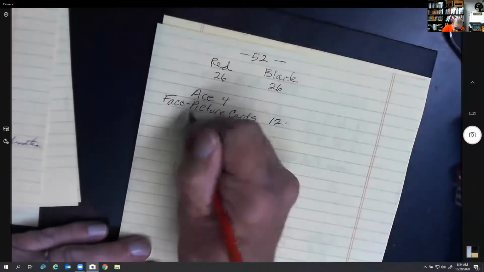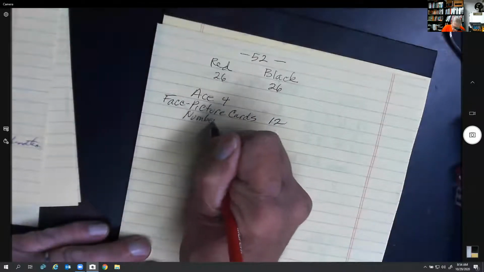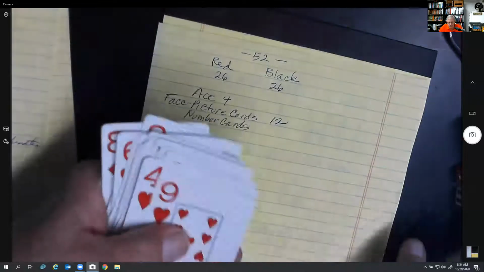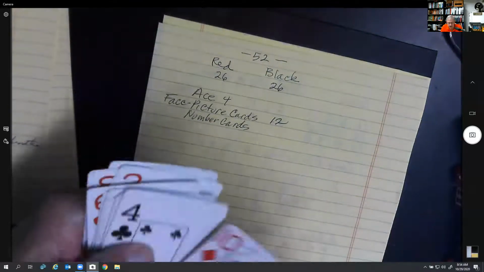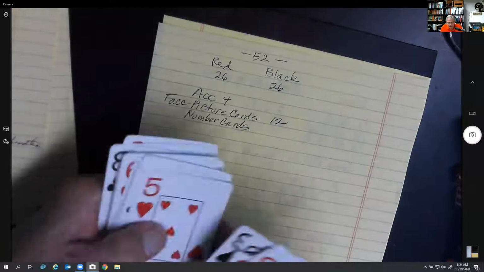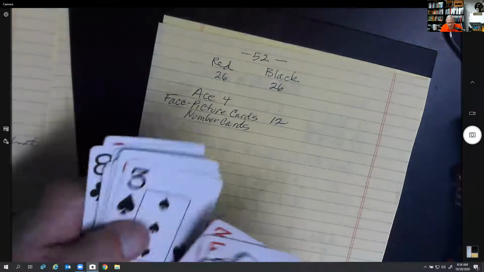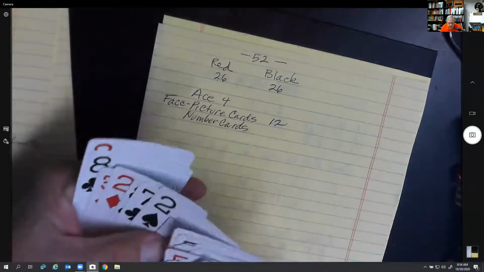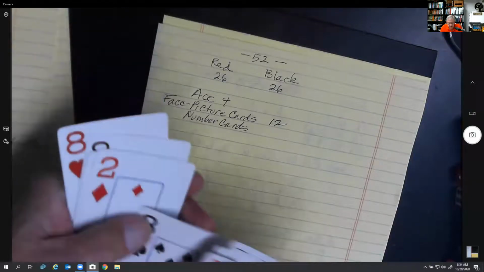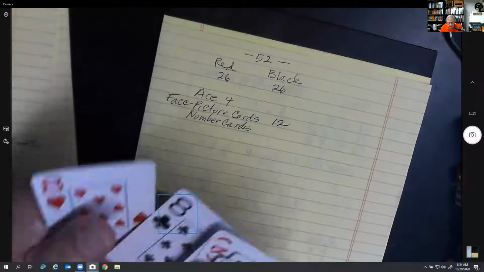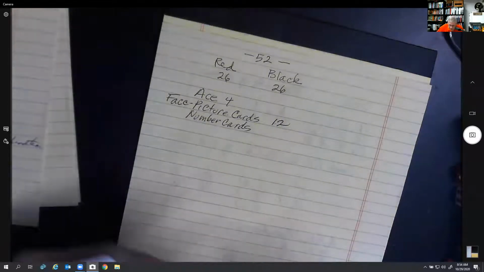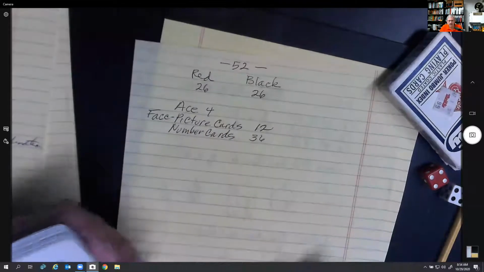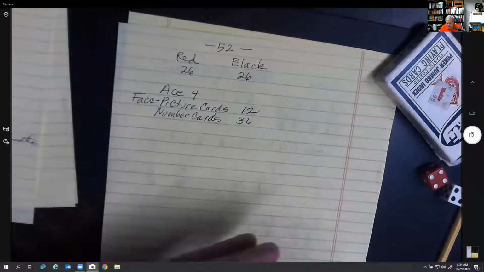So how many number cards do we have? Well, all the cards that are left are considered number cards. These are considered number cards. 1, 2, 3, 4, 5, 6, 7, 9, 10, 11, 12, 13, 14, 15, 16, 17, 18, 19, 20, 21, 22, 23, 24, 25, 26, 27, 28, 29, 30, 31, 32, 33, 34, 35, 36. 36 is what I count. And if I add all these together, I should get 52 cards. So there's 36 number cards in the deck.